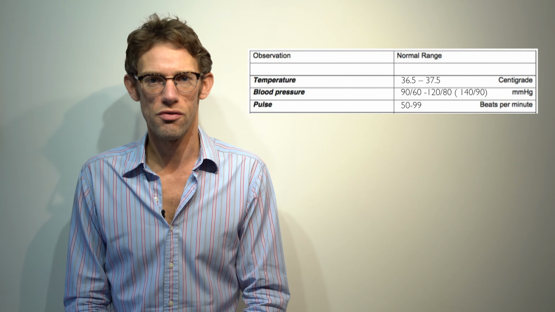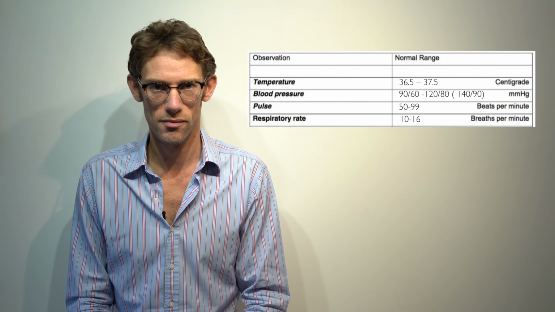Then going on to respiratory rate, this is very, very useful to get an overview of how the patient is. So at the top end of normal, we'd expect a patient to be getting no more than, say, 16 breaths per minute. And at the bottom end, they should be ticking along quite happily with 10 breaths per minute.